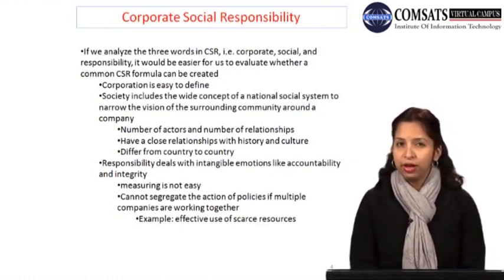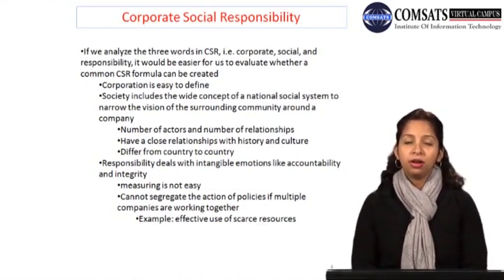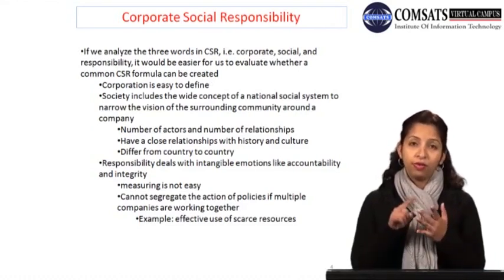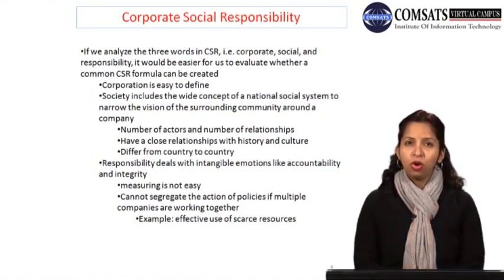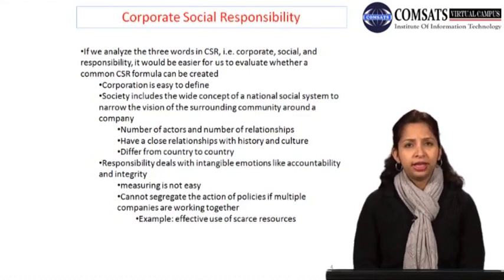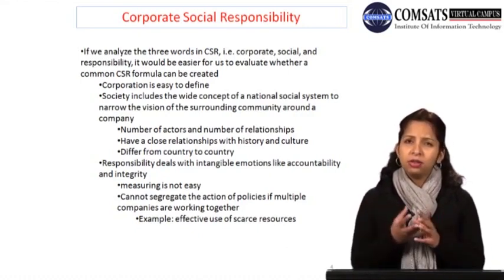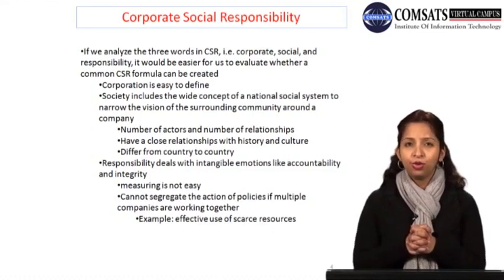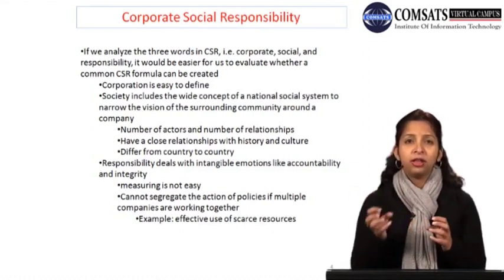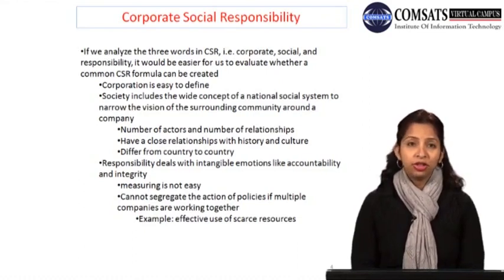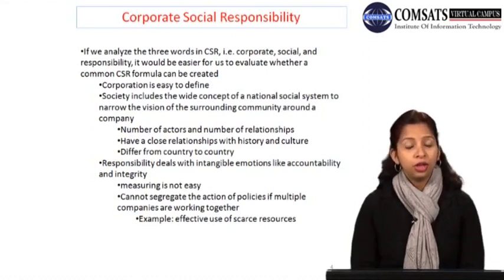Now corporation is easy to define, in terms of the three words which make up corporate social responsibility: corporate, social and responsibility. Corporation is something which is very, very easy to define. I guess every one of you can do it yourself. You don't have any problem. You've already done it yourself. If you read a simple layman definition of a corporation or company, it's a group of people working together, investing their money, their time and their efforts so that they can earn profit. And the good part with this definition is that there is no confusion about it. There is a general consensus on what the purpose of a company or corporation is, what it is, and what its objective is for its formation.